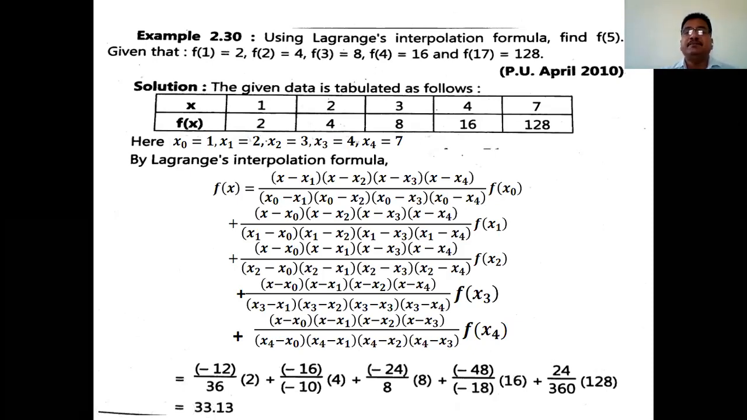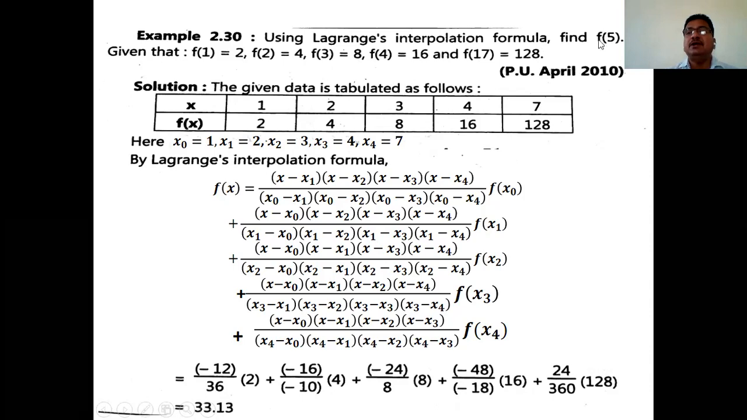The first is what? The table is given in the form that f of 1 is 2. That is, prepare the table. First, what is the given table? Values of x are 1, 2, 3, 4, 7. And what are the values of f? Corresponding to 1 is 2. Corresponding to 2 the value is 4. Corresponding to 3 the value is 8. Corresponding to 4 the value is 16. And corresponding to 7 the value is 128. So this is the given table.